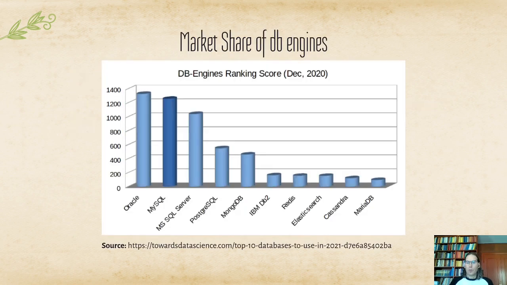This is a view of the market share of different database engines. Oracle is the leader at the moment, and MySQL follows closely behind. SQL Server is in position number three, and Postgres, also an open source database, is very popular. MongoDB is the first NoSQL database in this chart, followed by DB2, Redis, Elasticsearch, Cassandra, and MariaDB.